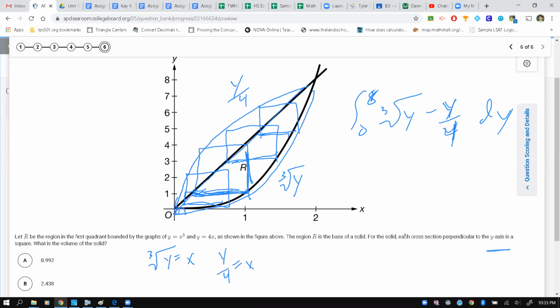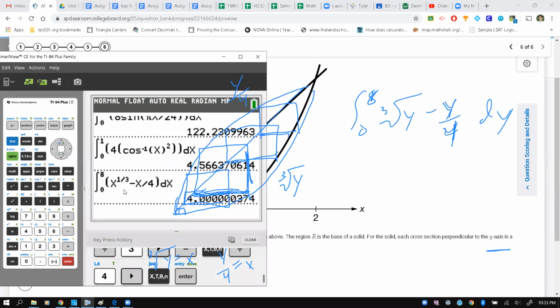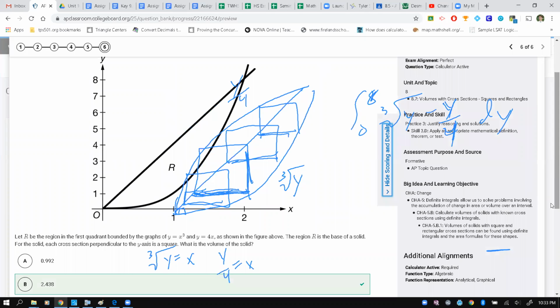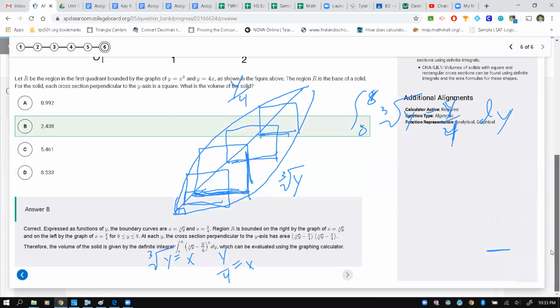I feel pretty happy about this. Maybe I typed it in wrong. I don't feel like I did. Let me double check. What am I missing here? Yeah. Y. So it'd be the cube root of y minus y over 4, from 0 to 8.